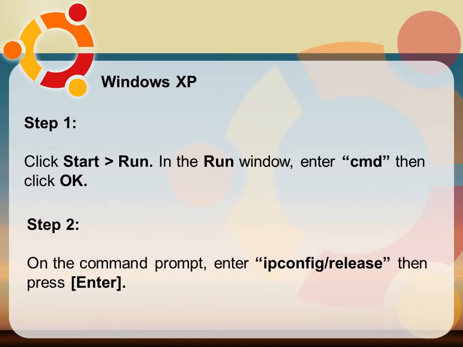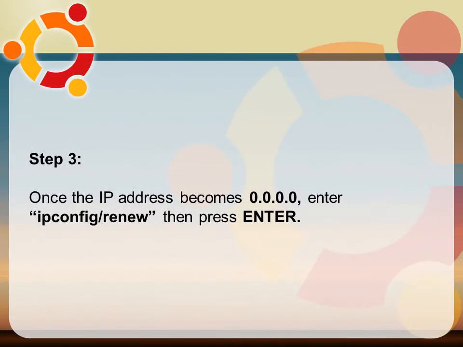Windows XP. Step 1. You need to click Start, then Run. In the Run window, enter CMD, then click OK. Step 2. On the command prompt, enter ipconfig /release, then press Enter. Step 3. Once the IP address becomes 0.0.0.0, enter ipconfig /renew, then press Enter.